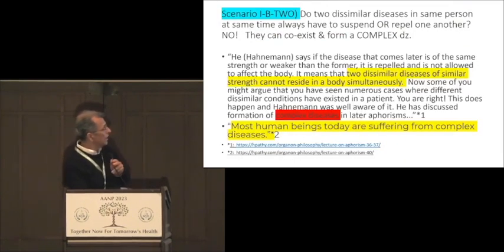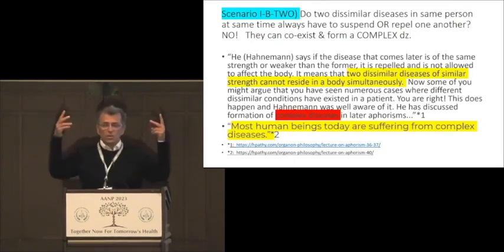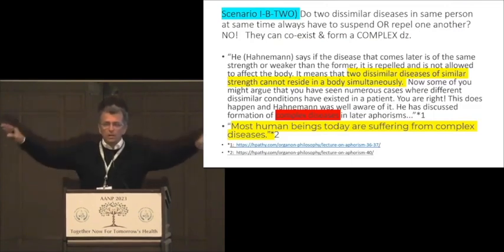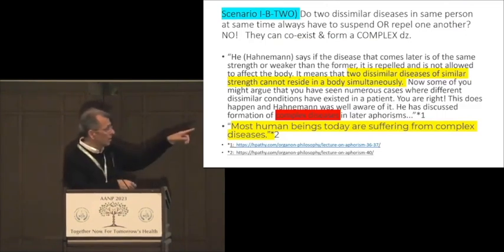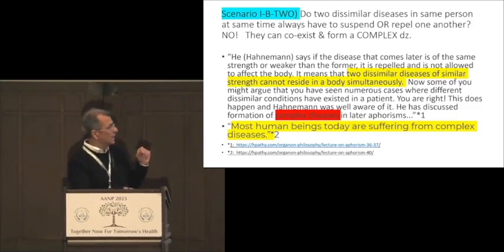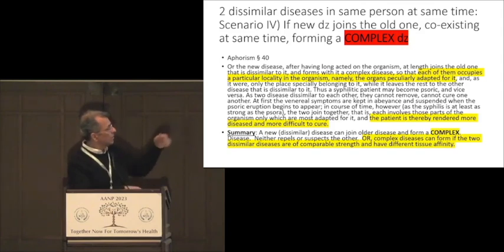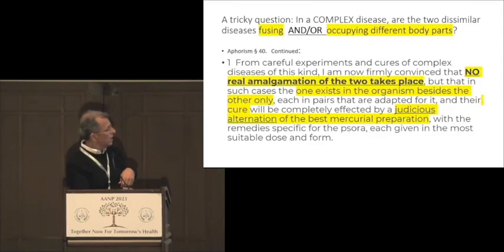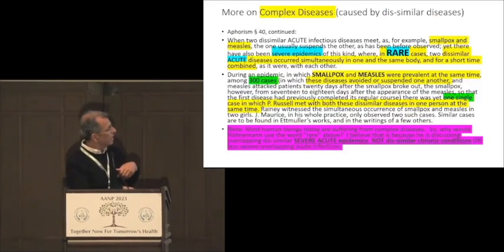So if two diseases are dissimilar, do they always repel each other? No, sometimes they combine and exist in the person at the same time, and that's when you get a complex disease. Most human beings today are suffering from complex chronic diseases, according to Dr. Bhatia, which I agree with. This is aphorism 40 from the Organon, discussing complex diseases, and it tells you basically what happens when you have one.